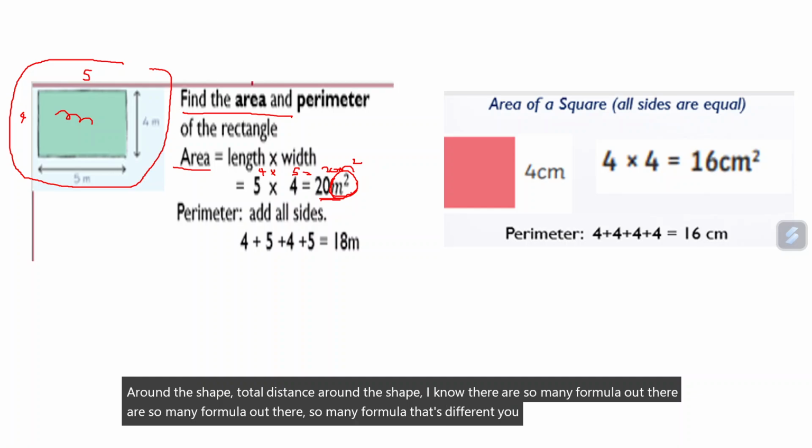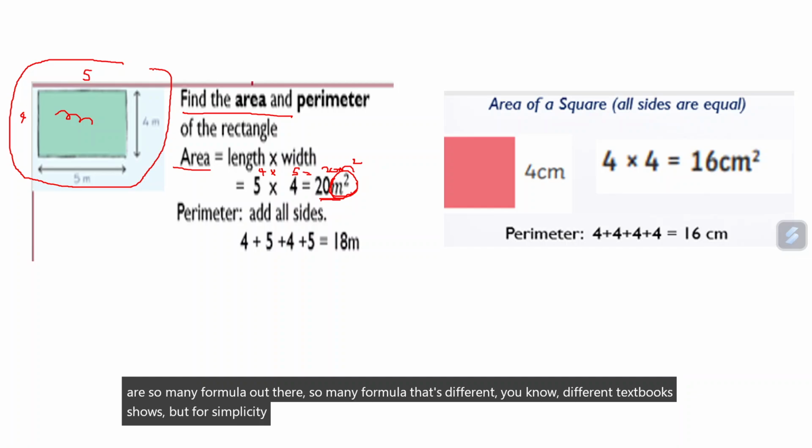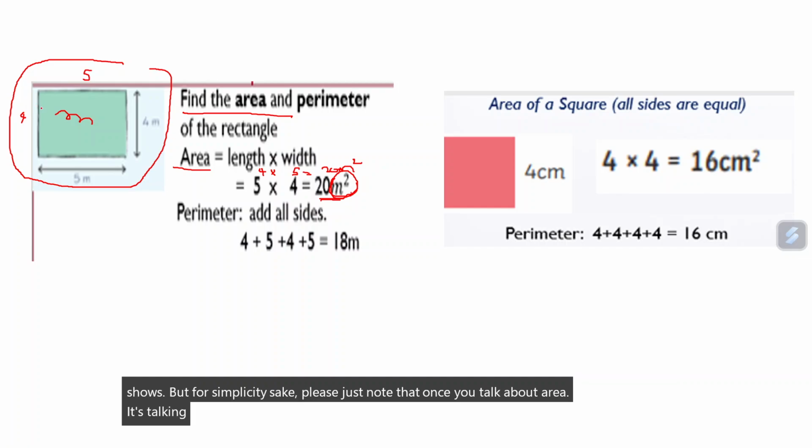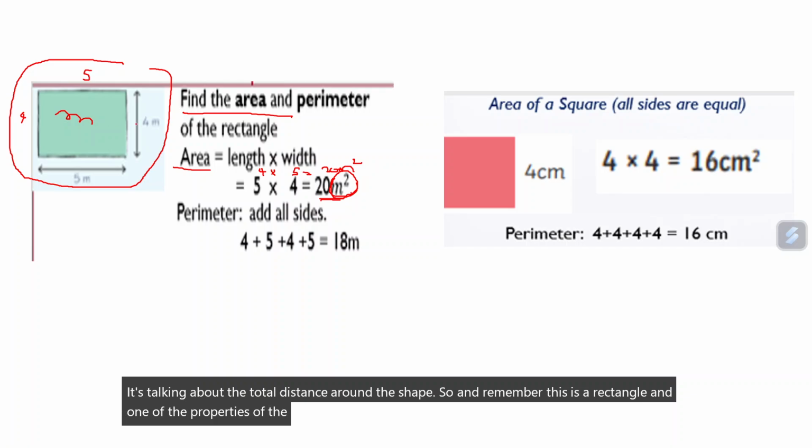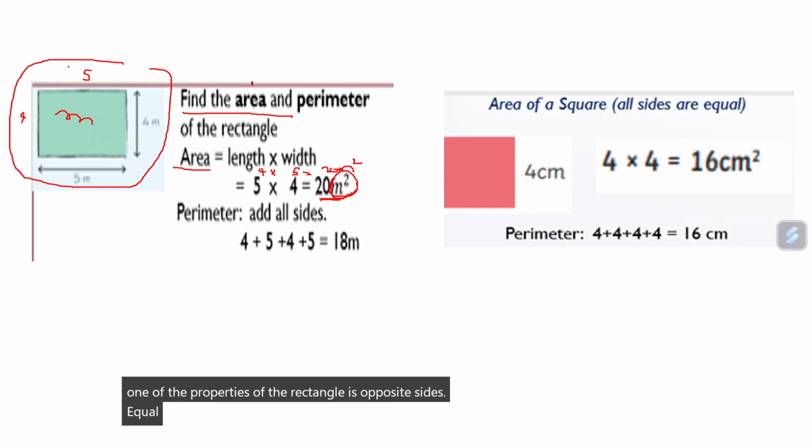Different textbooks show different formulas, but for simplicity's sake, please just note that perimeter is the total distance around the shape. Remember, this is a rectangle, and one of the properties of a rectangle is that opposite sides are equal, as mentioned earlier. So with this, you can figure it out.